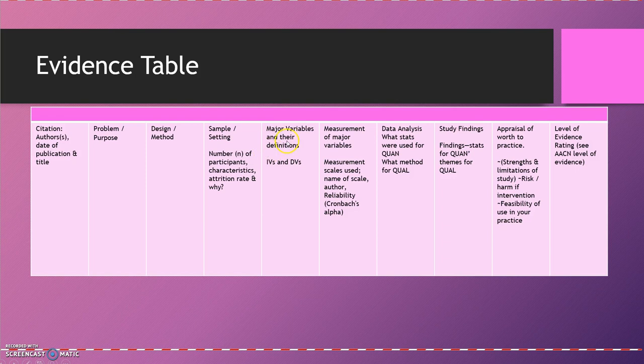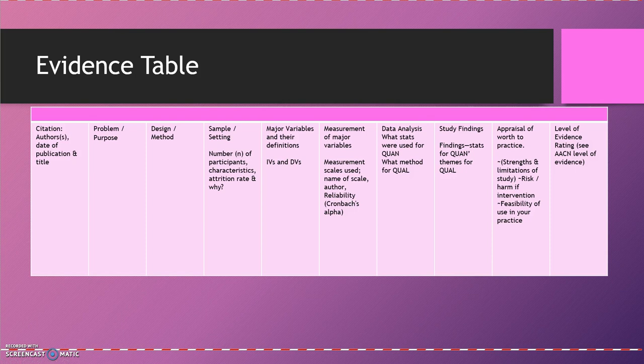Okay, this goes back to the variables. Please identify them, but write the definition. Measurement of variables: this again goes back to what we just talked about. Name the scale. If they have an author there, name it. I've not seen a piece of evidence that doesn't have the author in parentheses next to that. And then again, mention the Cronbach's alpha.